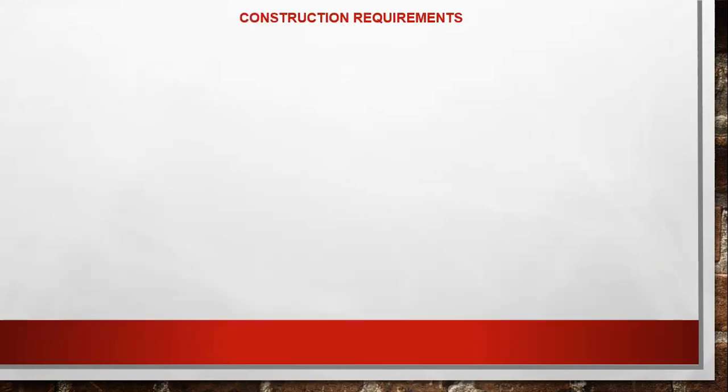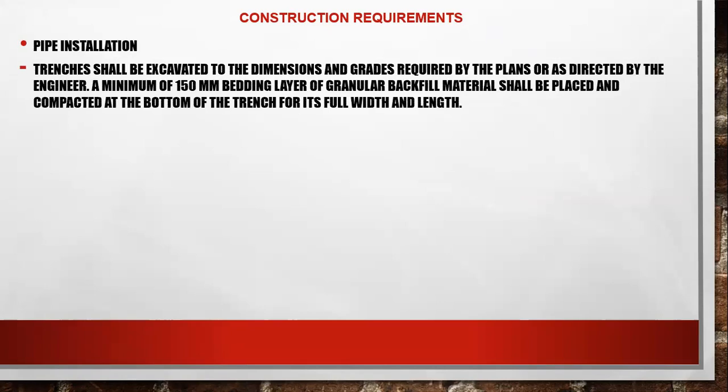Next, there are many types of construction materials. So first is the pipe installation. Trenches shall be excavated to the dimension and grade required by the plans or the direction of the engineer. So yes, we should follow the instruction of the engineer on the dimensions needed to construct that kind of under drain.